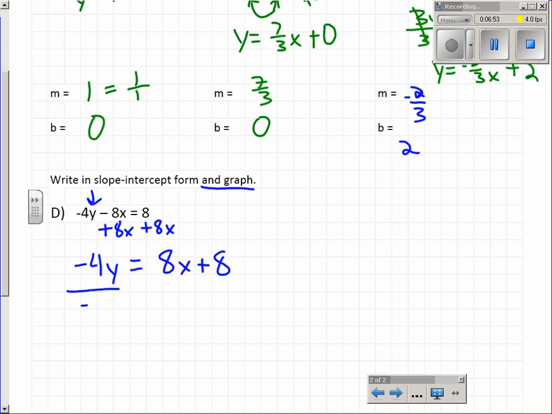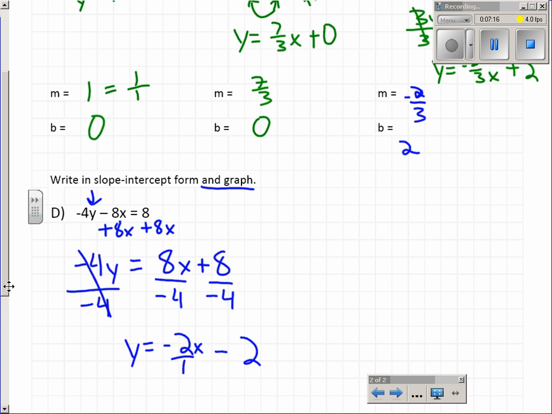Now we divide both sides by negative 4 because this is multiplying. It crosses out. And just like we did up top, we divide every single term by the negative 4. So y equals negative 2x, and I'll leave that as a fraction, negative 2 over 1. And then this is a negative 2, because 8 divided by negative 4 is negative 2.